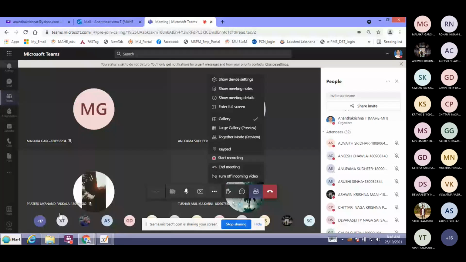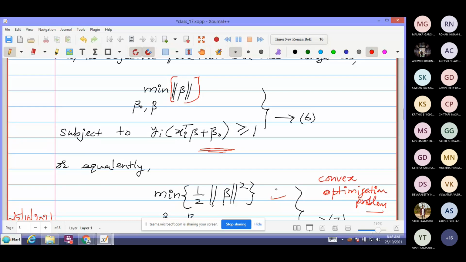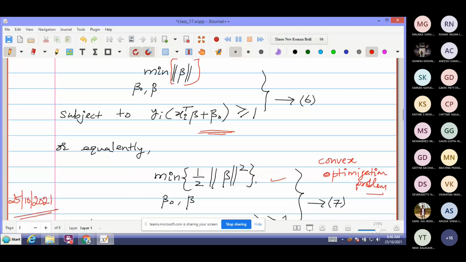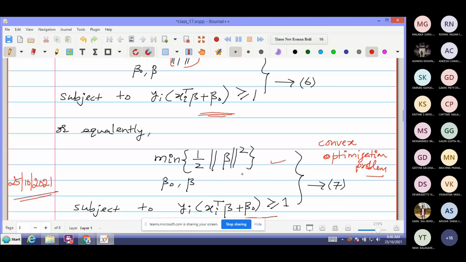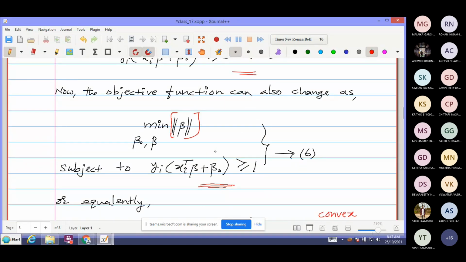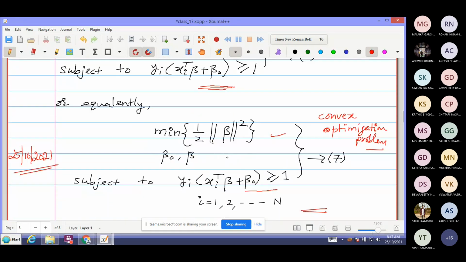Right? So we said this is a convex optimization problem. To solve this, the condition in equation 6 we can rewrite for mathematical computational simplicity. So, minimization of half norm 2 of beta. Whether you minimize norm of beta or norm 2 of beta, it's one and the same. The condition will not change there. Only for mathematical simplification, it's convenient to express in this fashion.